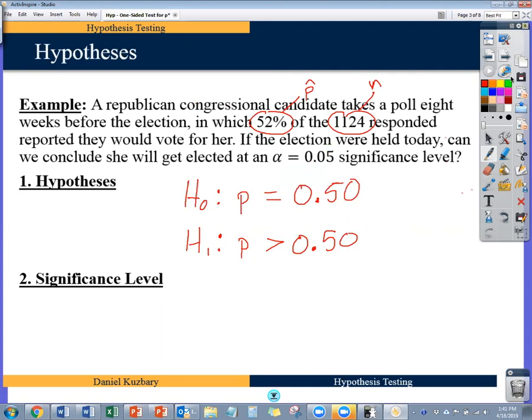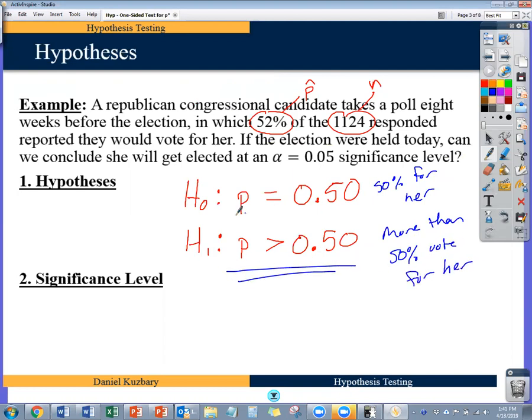So let's just hold on for a second and see what these hypotheses are saying. This is saying that 50% vote for her. And if we reject it, this is saying that more than 50% vote for her. In other words, this is saying she gets elected. This is saying she doesn't get elected, or we don't know. So if we can reject h0 in this case, we're going to say she got elected. But if we can't reject h0, then we can't say she's going to get elected.